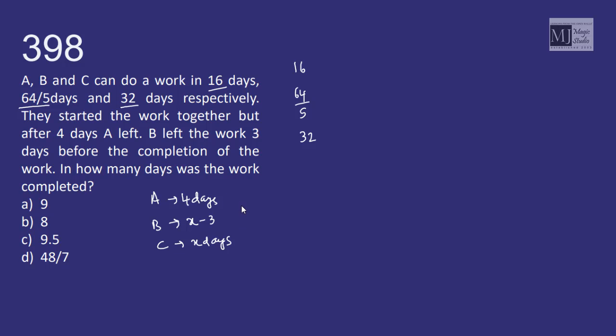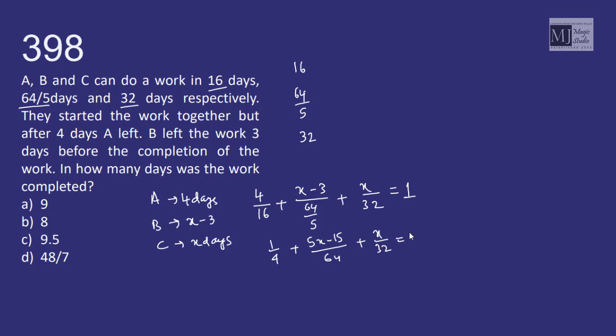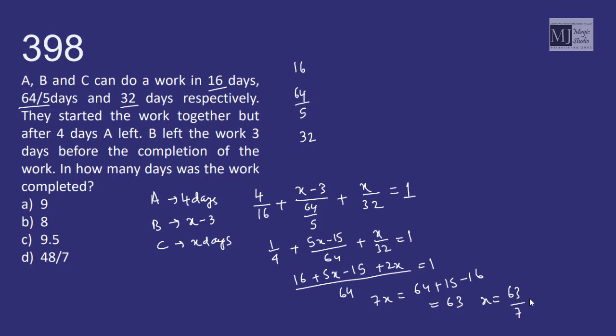Wonderful. Now, we can use our traditional method of fractions, and work done by A in 4 days is 4 by 16. Work done by B in X minus 3 days is X minus 3 by 64 by 5. And work done by C in X days is X by 32, and that should be equal to 1. Let's solve for X. Nine days. X equals 9 days. In how many days was the work completed? Work was completed in 9 days.